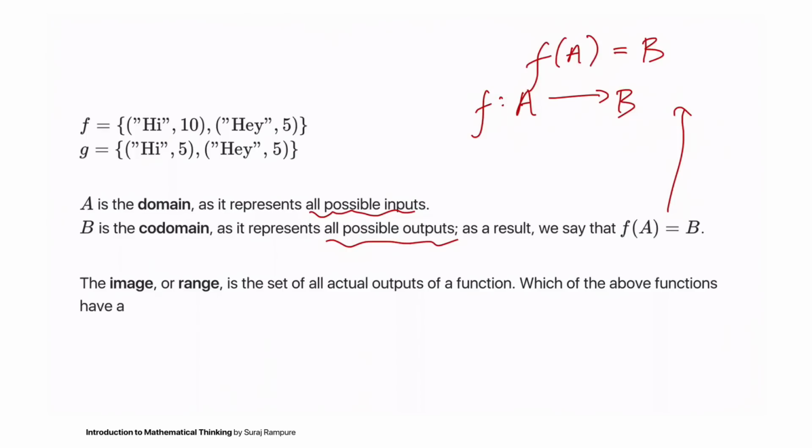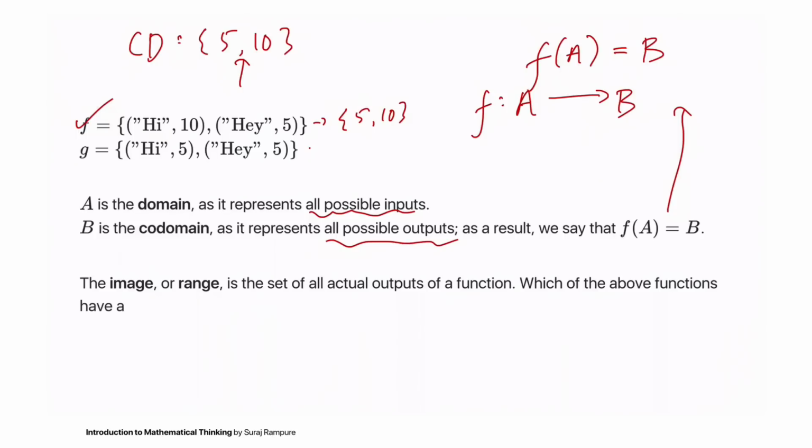For f and g, remember the codomain is the set {5, 10}, because that's the set of all possible outputs. Now our job is to figure out whether f and g have the property that the codomain and range are equal. What are all possible outputs in f? The possible ones are 5 and 10. What are the actual outputs in f? Well, it's 5 and 10. So f has the property that the range and codomain are equal.